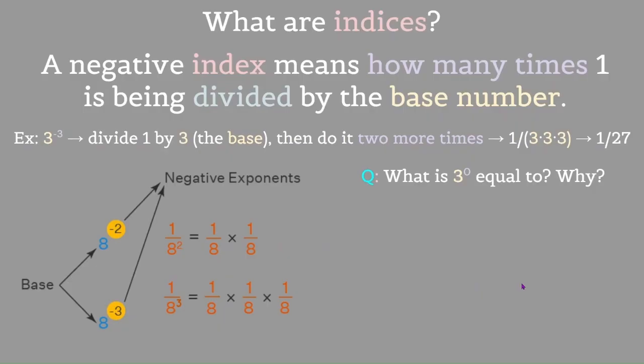Here's a question. I want you to think about this one. Write it down in your notebook as well. What is 3 with an index of 0 equal to, and why? So take a moment, think about it. Pause the video perhaps. 3 to the index of 0, 3 to the 0 power. What is it equal to and why? Give you a second.